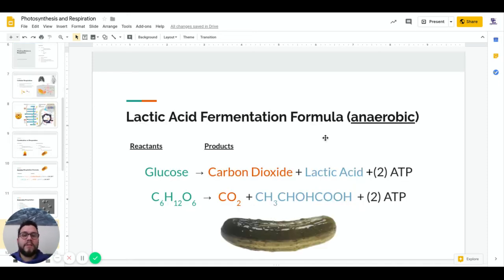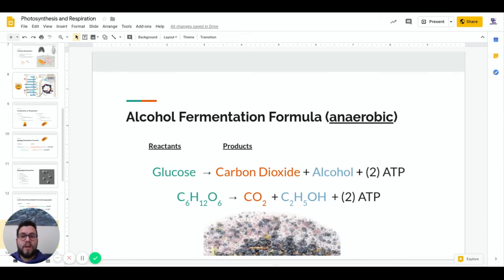So lactic acid fermentation looks like this. Again, it's a type of anaerobic respiration, so there's no oxygen in your reactants. Your only reactant here is glucose. And in the cytoplasm, we'll turn that into carbon dioxide and lactic acid and make 2 ATP in that process. That'll be enough energy to get some necessary stuff done, but it won't be enough energy to support a very large, complex organism.